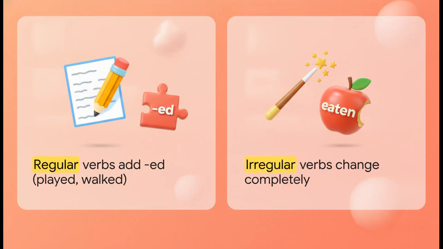Now what about that main verb, the past participle? Well, regular verbs are actually very easy. You just add the letters ed at the very end of the word, exactly like you do in the past simple. So the verb play becomes played, walk becomes walked. Super simple, right? But irregular verbs are a bit different. They don't follow that rule. They change completely. Eat becomes eaten, go becomes gone. For these, you just have to practice and memorize the special irregular forms over time. Don't worry, you'll get used to them.